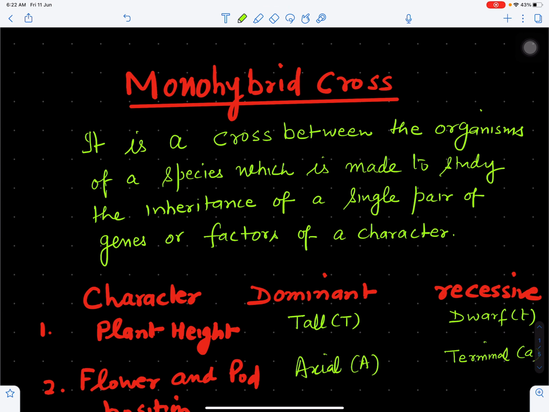In this video, we will study the monohybrid cross. It is a cross between organisms of a species, made to study the inheritance of a single pair of genes or factors of a character. In a monohybrid cross, we consider one character at a time. Hybrid means we make a hybrid by cross breeding, and since we consider a single character at a time, it is called a monohybrid cross.